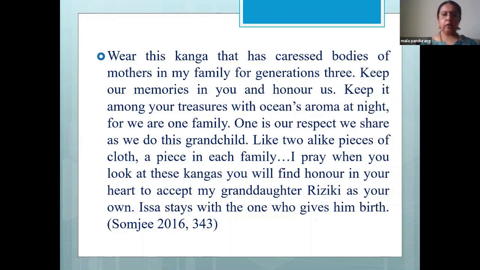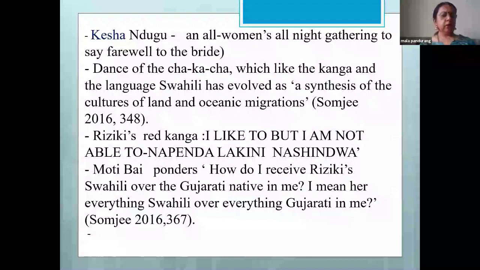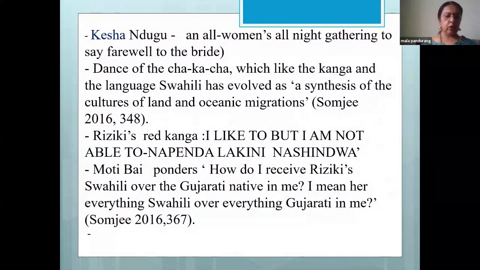And this is the passage from the text where she is explaining the relationship and the heritage that the Kanga symbolizes. Motibai accepts Risiki's invitation to participate in an evening of an all-women's gathering to say farewell to a bride, and she's drawn to taking part in a dance called the Chakacha, which, like the Kanga and the language Swahili, has evolved as a synthesis of culture and oceanic migrations.